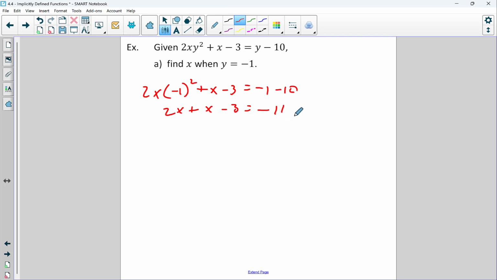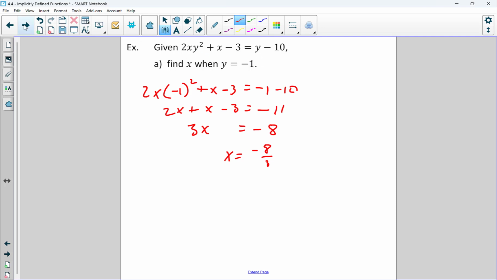So now, this is just an algebra 1 level linear equation. Let's solve for x. We can combine these like terms, 3x. I can also move that 3 to the other side. That's going to be -8. x equals -8/3. So again, we have an implicitly defined function. I have no idea what the graph of this function looks like, but I now know that it contains the point (-8/3, -1). I could keep going and find more points, but that's not what today's lesson is about.